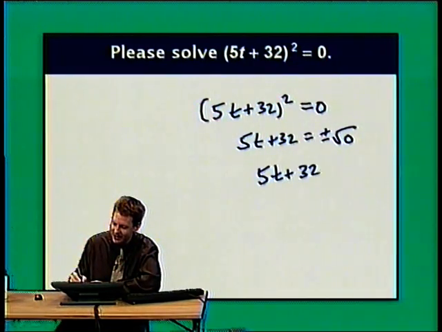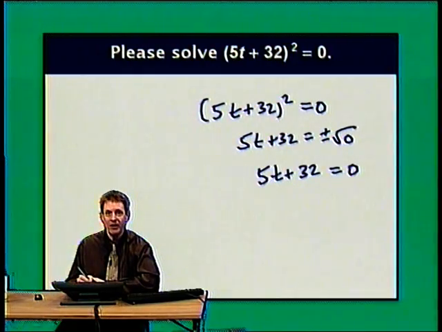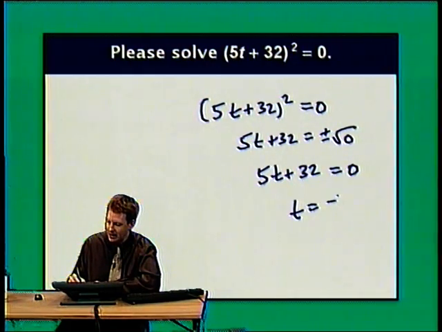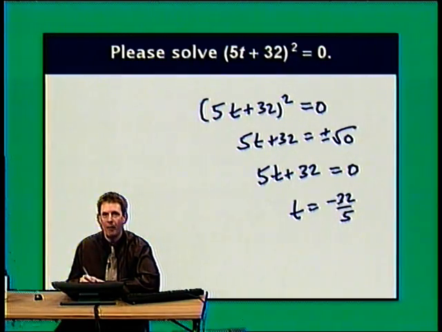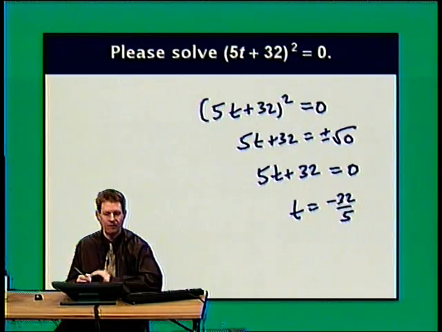5t plus 32 equals 0. Solving this in my head, I get t equals minus 32 fifths. If you're not seeing where I'm getting that from, write the step down in the middle, and I'm sure you will see where I'm getting this solution from.